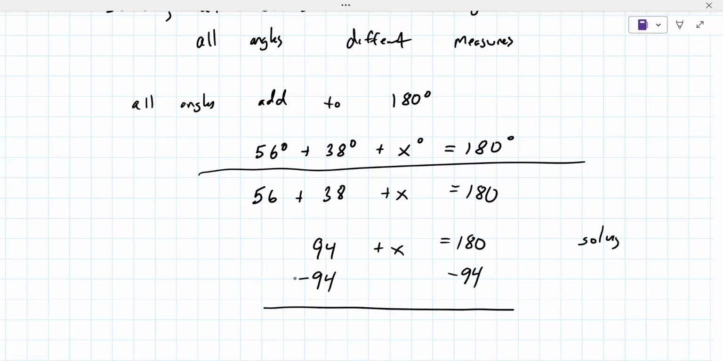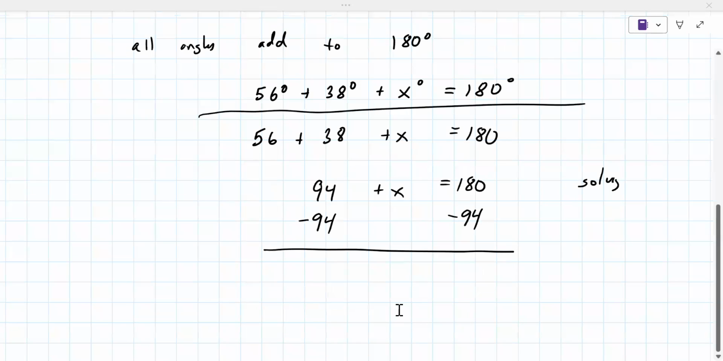Oh wait, never mind. I was confused because I didn't know what the other number would be. That's right. And so you look at the side with the variable and you undo the stuff on the side with the variable. So 180 minus 94. Yep. 86? It equals 86. Okay.